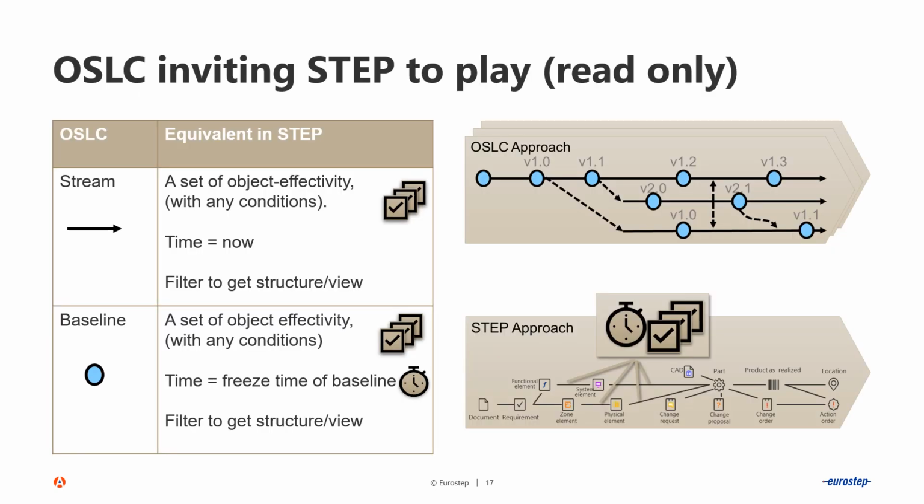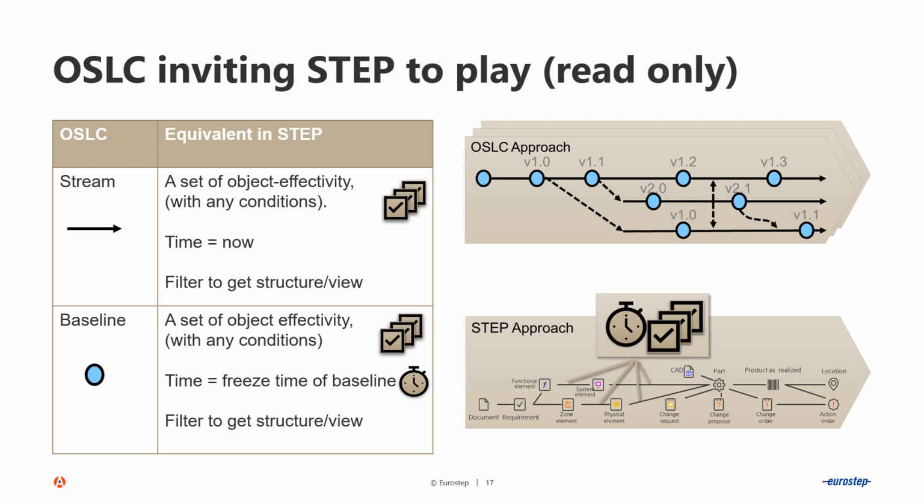So what does that mean across the interface? Imagine you're in an OSLC environment and you're inviting the STEP configuration management to play. In OSLC, you have this stream, which is a mutable change. To get from the STEP side, you need a set of object effectivities with any of their conditions. You need to set the time to now, and then filter the information on the STEP side to give the structure or the view of the information.